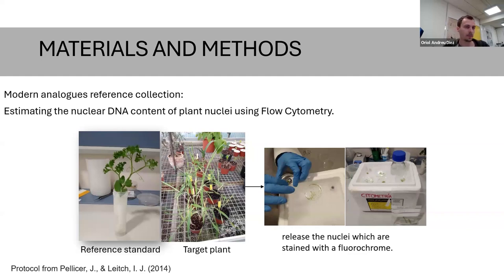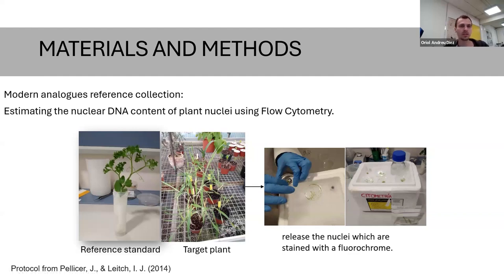So the procedure that we follow is the one published for PGCE and NATES. First of all, we need a reference standard whose ploidy level and genome size are known. In this case, we used two different reference standards, Petroselinum leaves and Pisum sativum leaves, that are both diploid. And we compare with our target plant. We did it with a minimum of three specimens for each species that we were growing at the Botanical Institute. So first of all, we cut the vegetal tissue and then stain it with a fluorochrome.